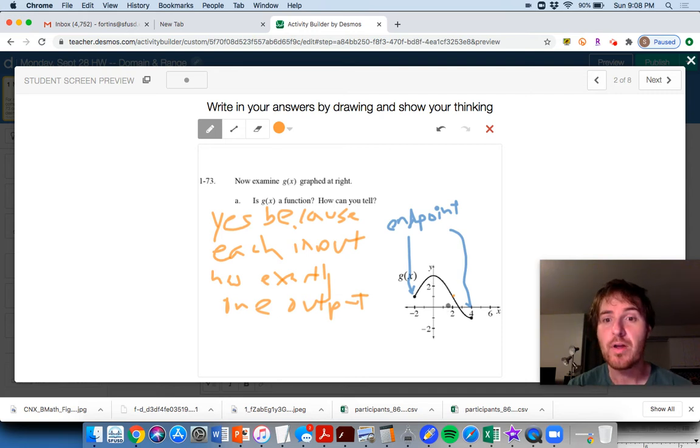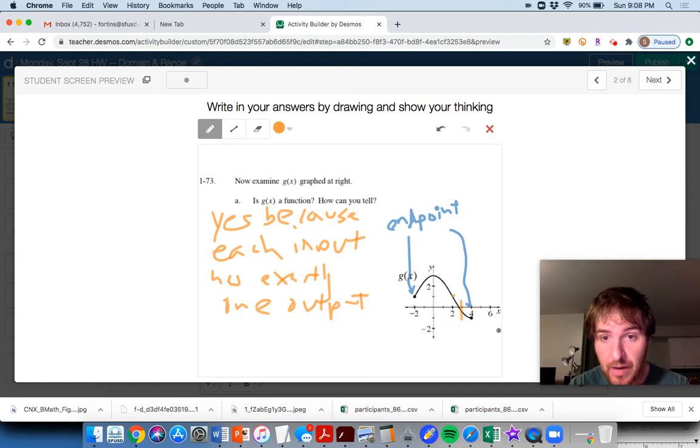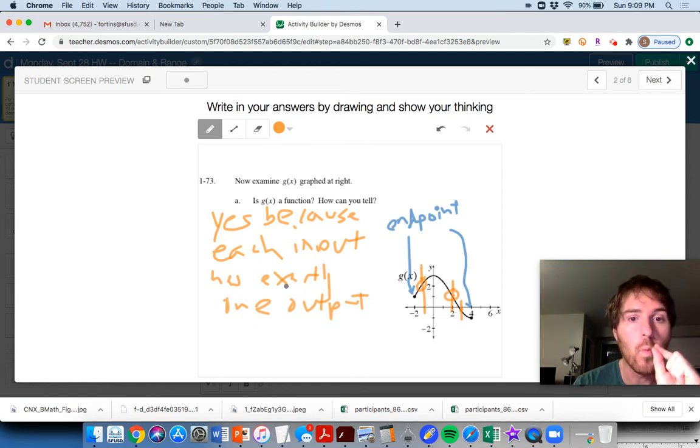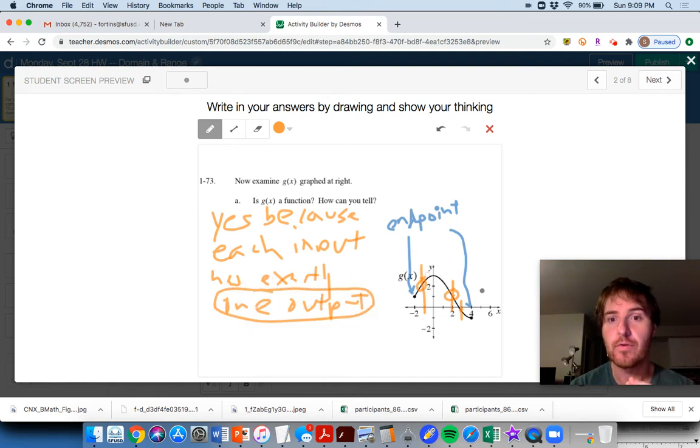What about an input of 1.5? Oh, I have an output of around 1.75. But the question is, how many outputs do we have for that input of 1.5? We only have one output. When x is 3, we have that one output right there. When x equals 2, we have this one output right here. When x equals -1, we have this one output right here. What am I drawing in here to give evidence to the fact that I have only one output for every input? What am I drawing?